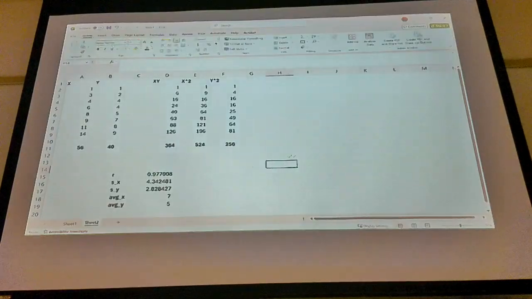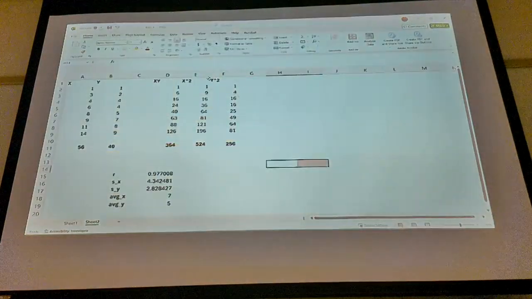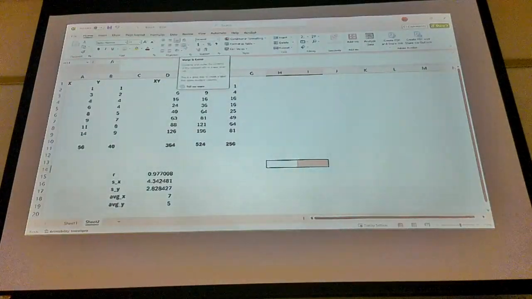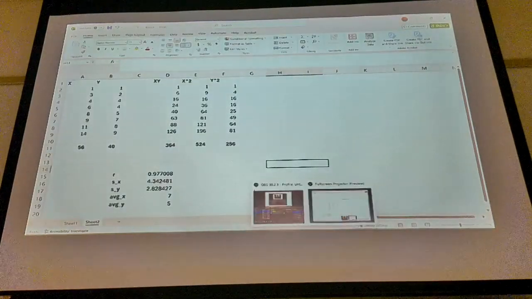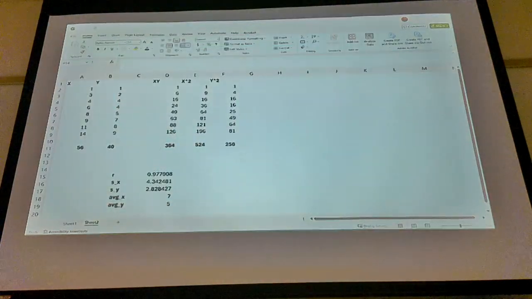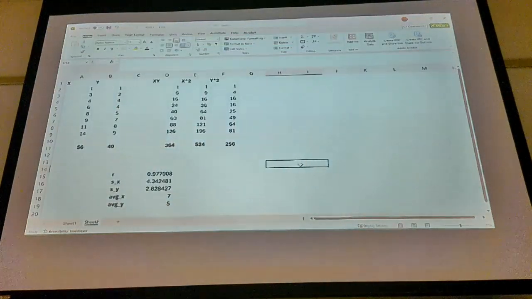A cool little feature: if I highlight 2 cells, or even more than 2 cells, come up here, it says merge and center. Just click that, it now merges those 2 cells together as one, which is very useful for titling. So I'm going to call this X dependent.